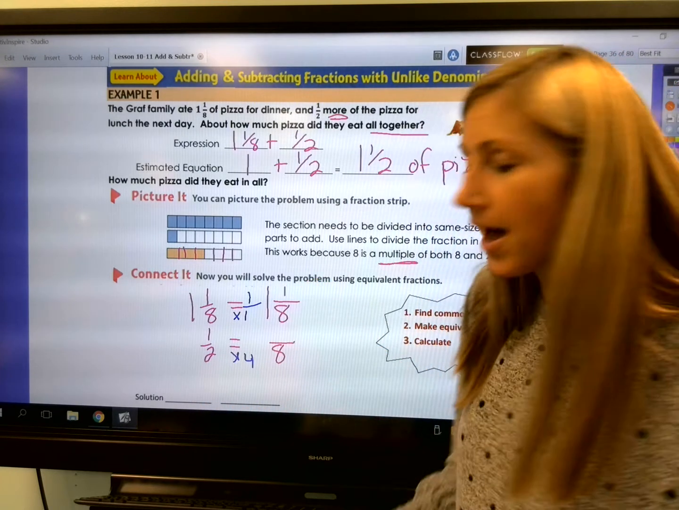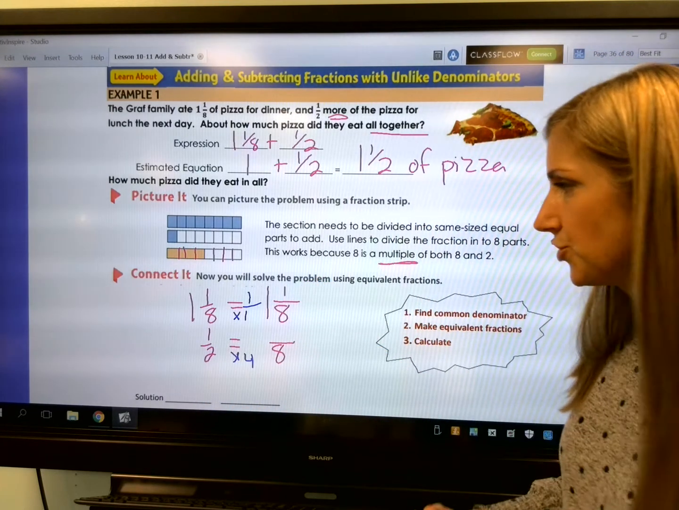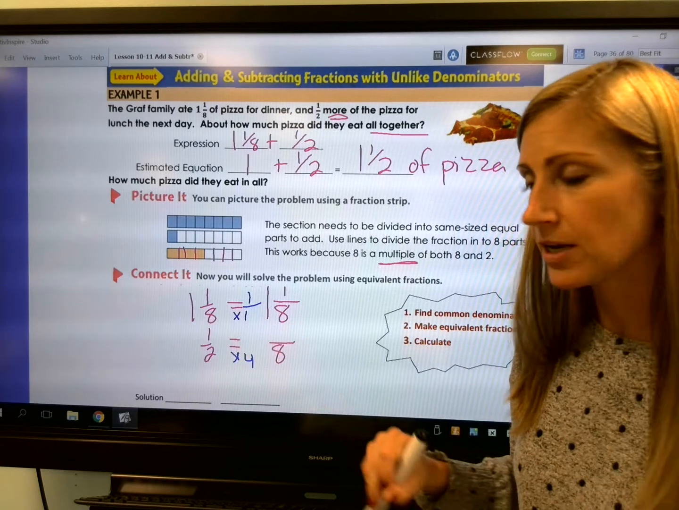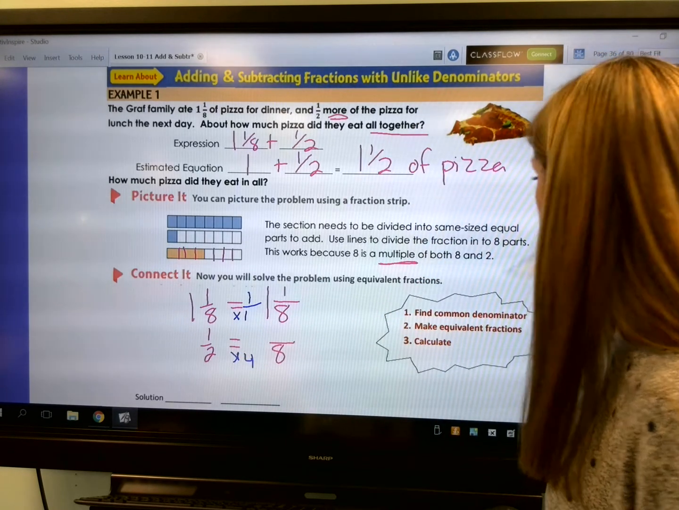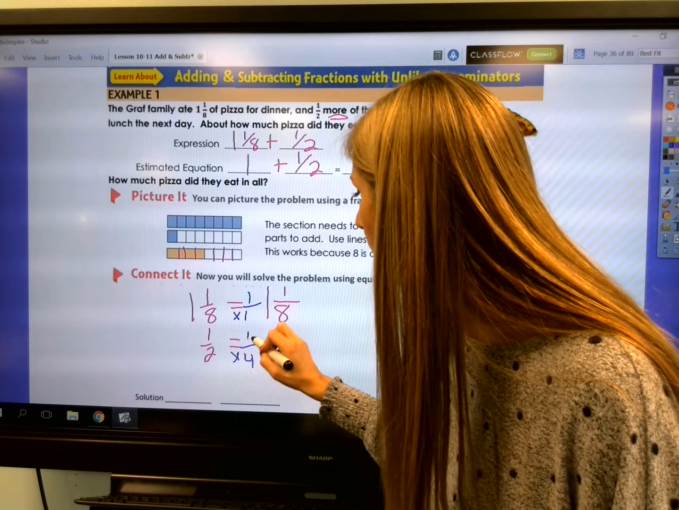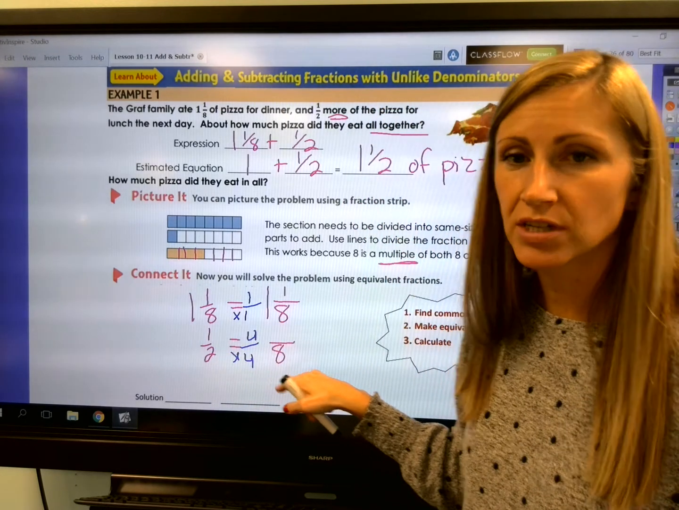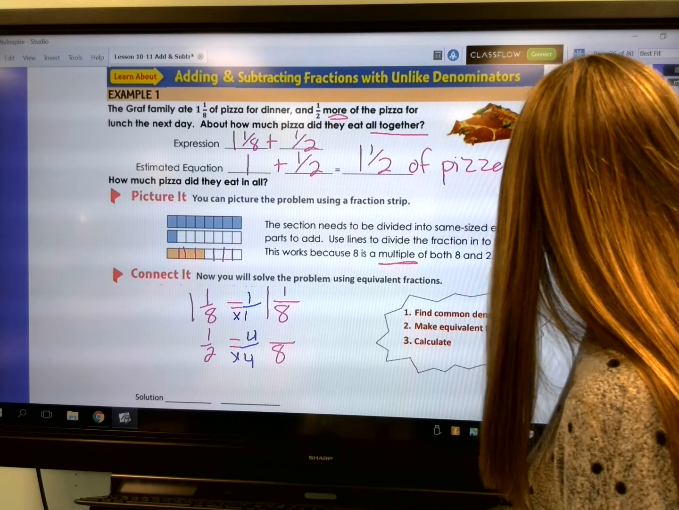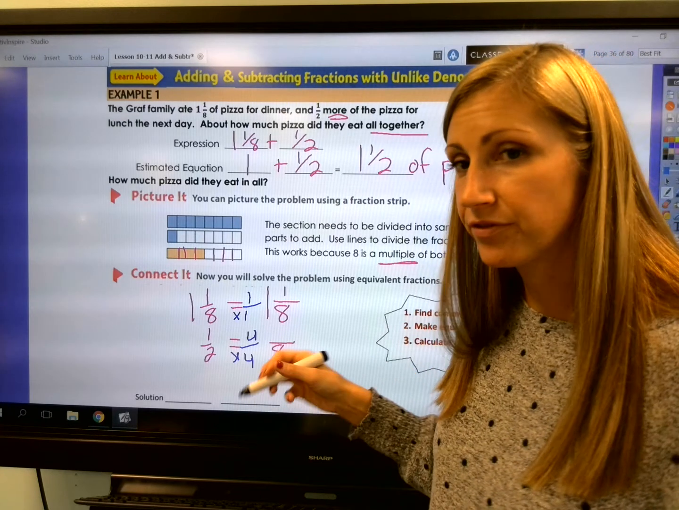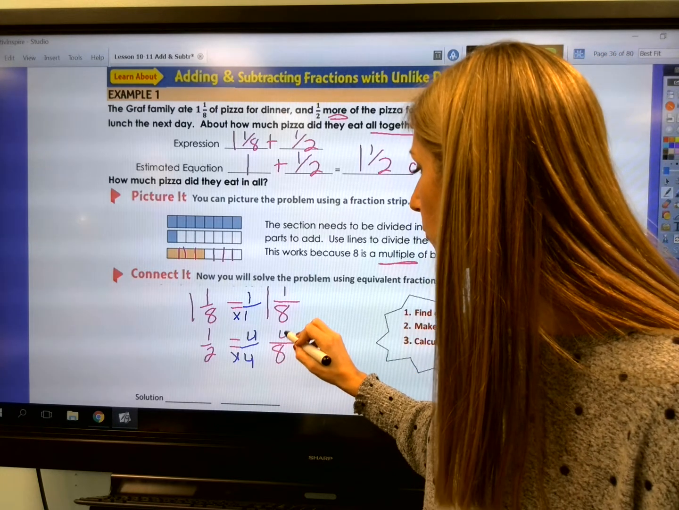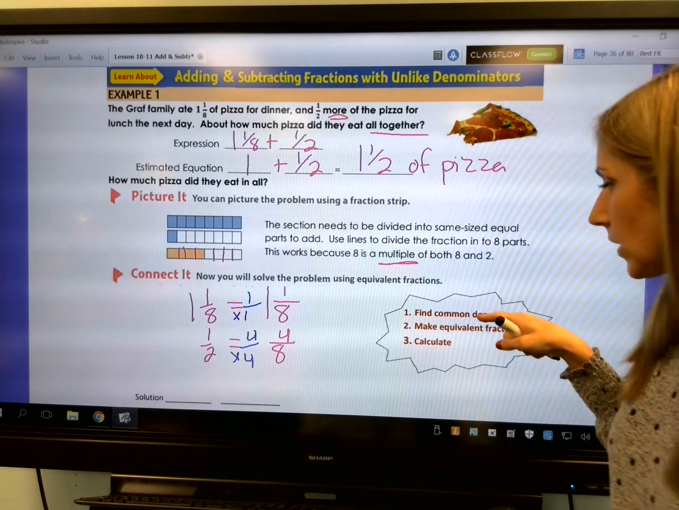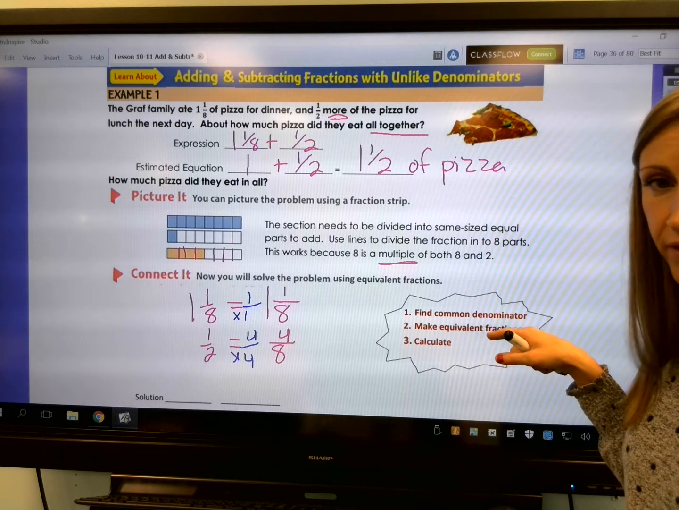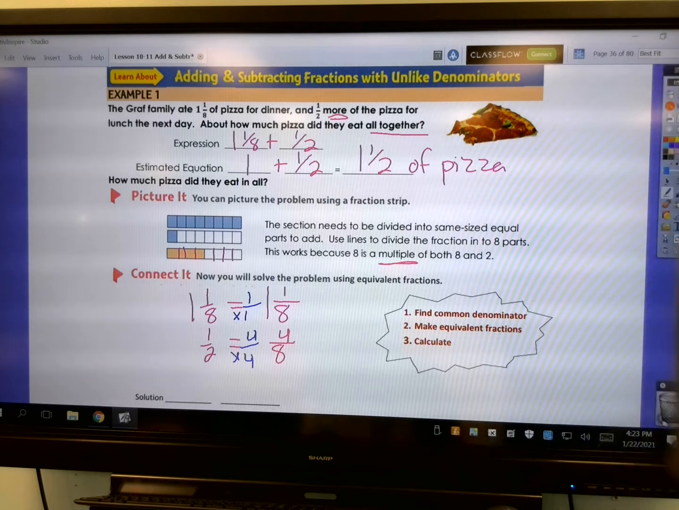So we still have 1 and 1/8. This one didn't change because we used the same denominator. It's this one that we are multiplying by 4 as well, because we're following what the denominator did. And then our numerator, our equivalent fraction, is now 4. Once I have my common denominator and I've made my equivalent fractions correctly, I can then add.